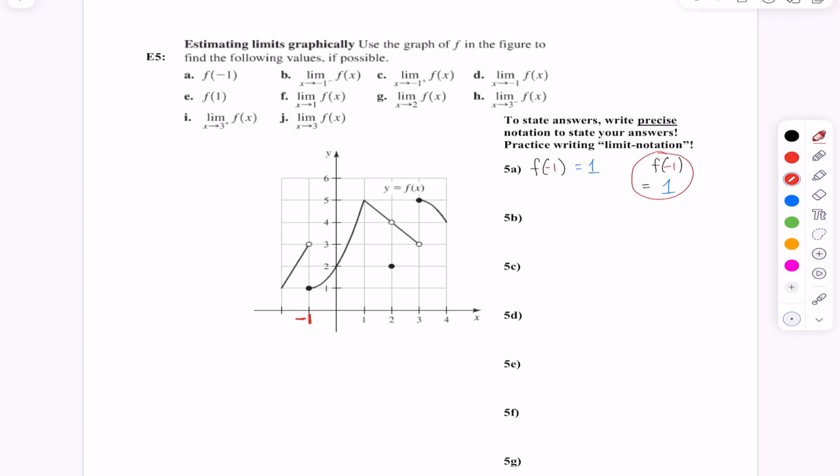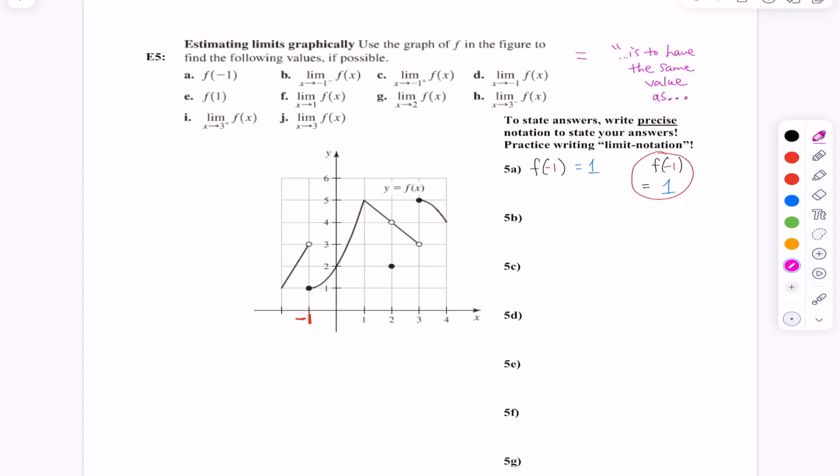Remember the double bar symbol means to have the same value as. Treat this double bar symbol as to have the same value as. A lot of times when we rewrite expressions, we'll use this double bar symbol.